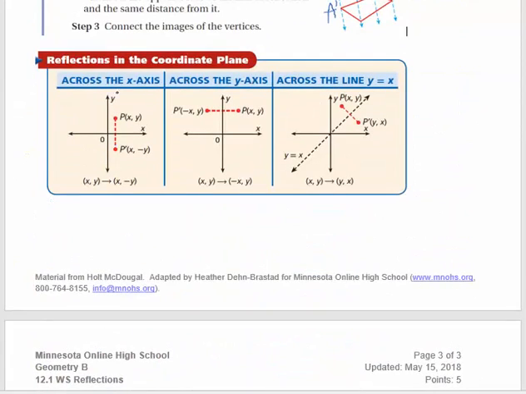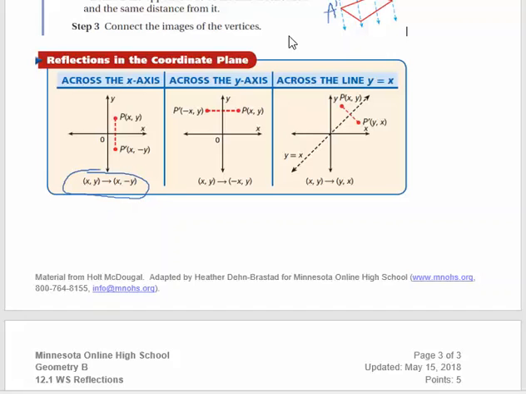If you're going to reflect a point across the x-axis, and you would do this for each vertex of the object, all you do is keep the x coordinate exactly the same and change the sign of the y coordinate. So if it was positive, it changes to negative. If it was negative, it would change to positive. So the x coordinates stay the same, the y coordinates are opposite. That's what this tells you in symbols.